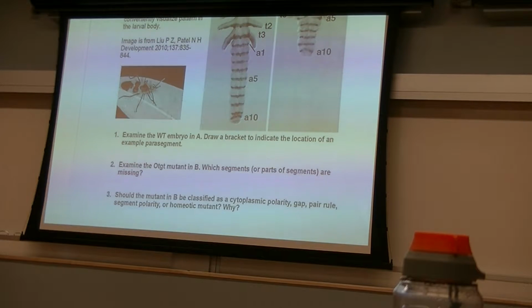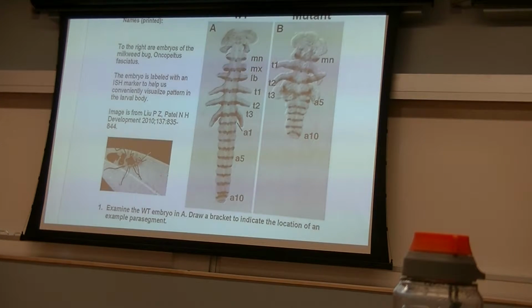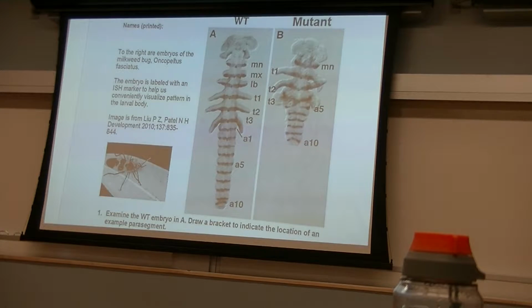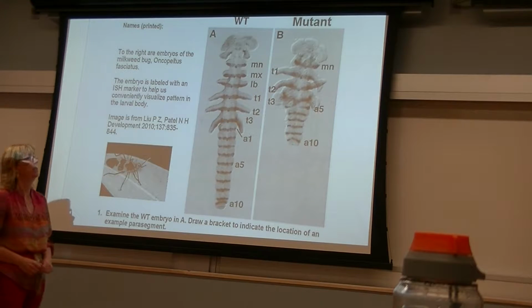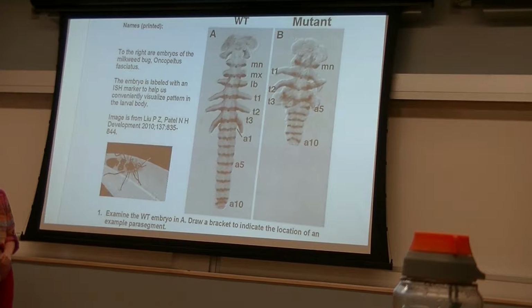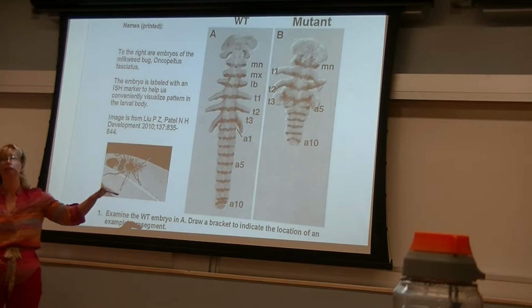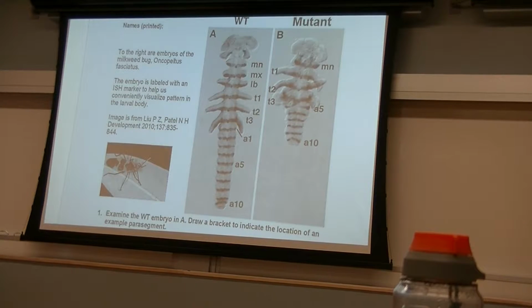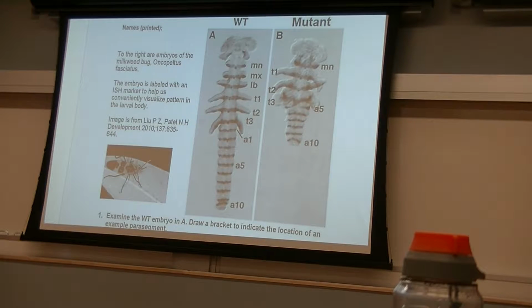Okay, very good. So next one here. If we look at the picture in A, where do we think that this gene, this mutant gene, would have been expressed in the wild type embryo? Right. It would be expressed in the same chunks that are missing in B. So we're expecting it should be expressed in the MX and LB segments, and then the A1, A2, A3, A4 segments should be expressing this gene. Okay, that's correct.